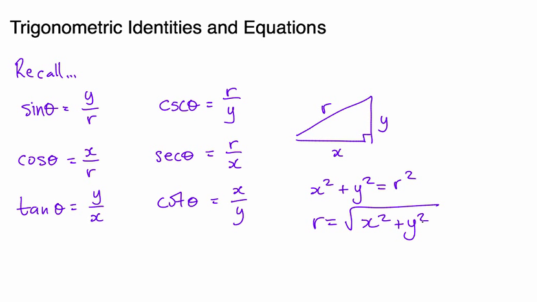With all of this information, we can start to look at some other identities, and an identity is a trigonometric expression that is always true. So we can start to build some of them. What I mean by that is this. Let me show you an example.